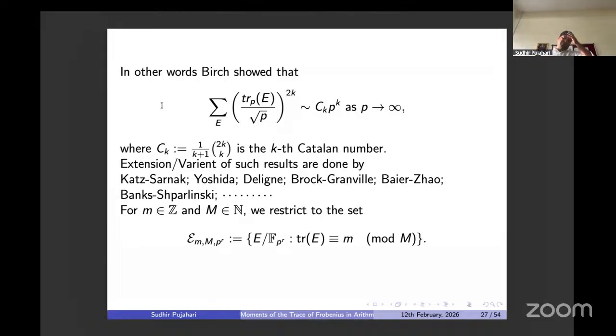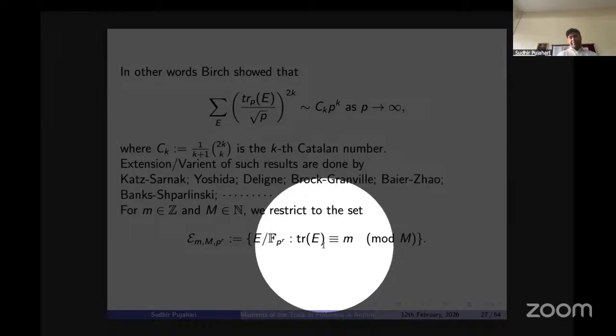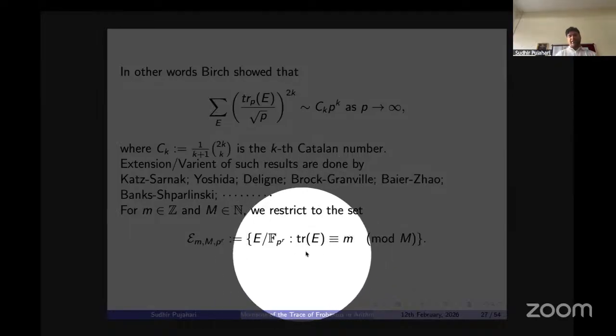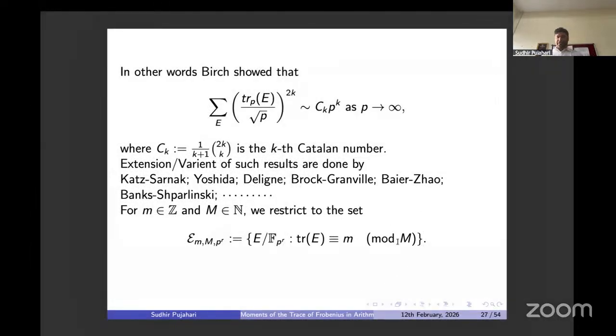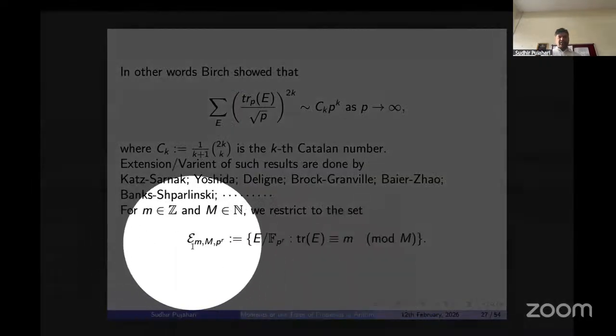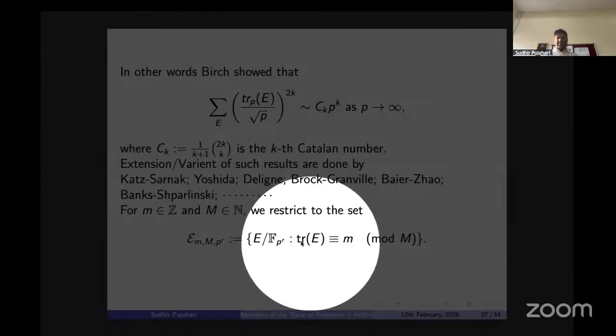But what we were interested in was looking at elliptic curves whose traces of Frobenius are in arithmetic progression. So we collect those elliptic curves whose trace of Frobenius obeys a certain congruence condition, and for any m and M we denote this E_{m,M}(p^r). This is over the finite field F_{p^r}.